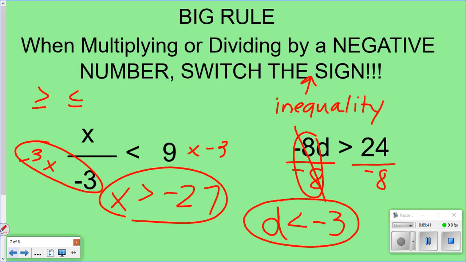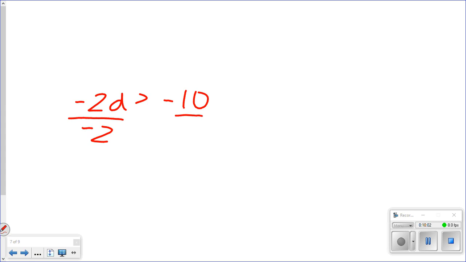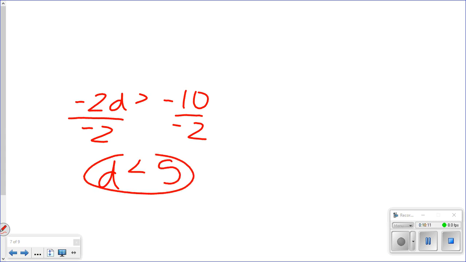I need to show you another quick. This is a time where you do not switch the sign. Okay? So like if it was this, negative 2D is greater than negative 10, like this one. Yep, you still would, because is this number negative? Then yes, you would still flip it. D is greater than, actually, less than 5. So that's the time you'd have to flip it.